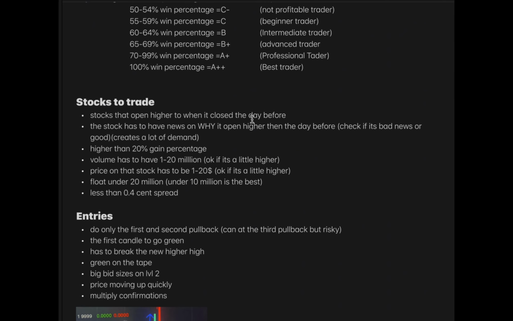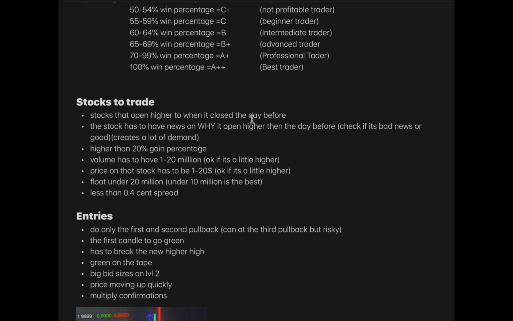That's number 1. Criteria number 2, the stock has to have news on why it opened higher. Check if it's bad news or good news. This creates a lot of demand. So if I'm shouting something good, people are going to come to it. But if I'm shouting something bad, people are going to go away from it. That's why you've got to check the news. If it has good news, a lot of people are going to come to it. But if it's bad news, a lot of people are either abandoning it or selling it. And I don't want to buy when it's selling. I want to buy when it's going up, when there's good news.